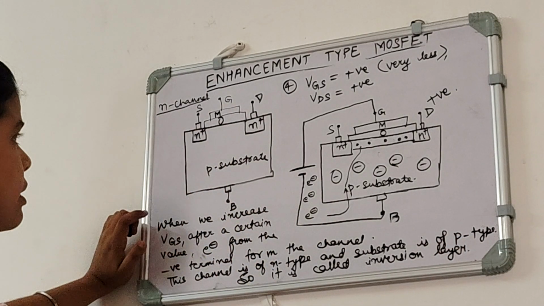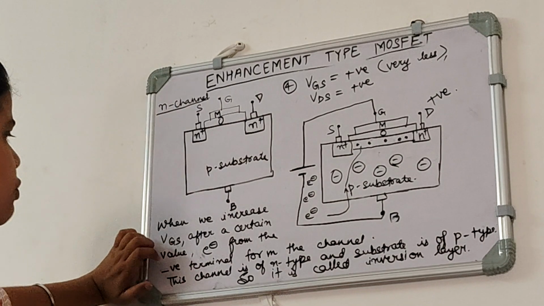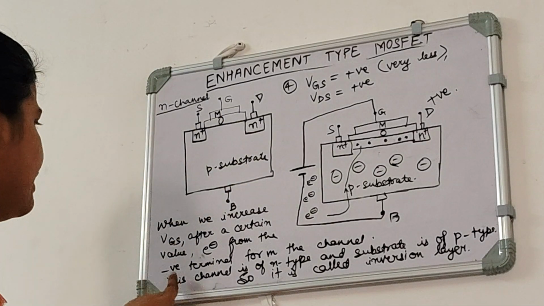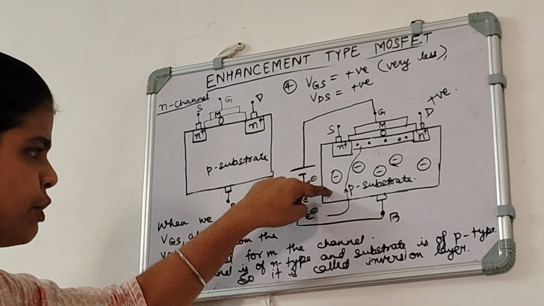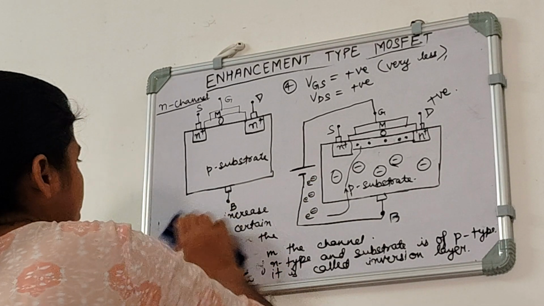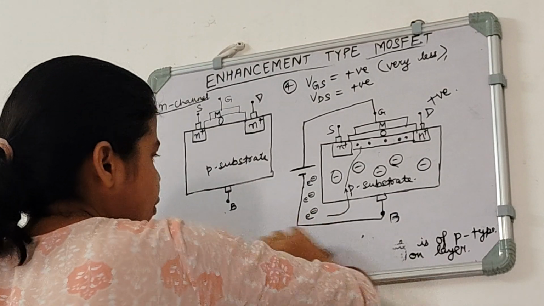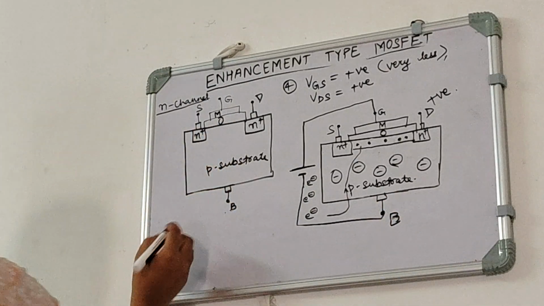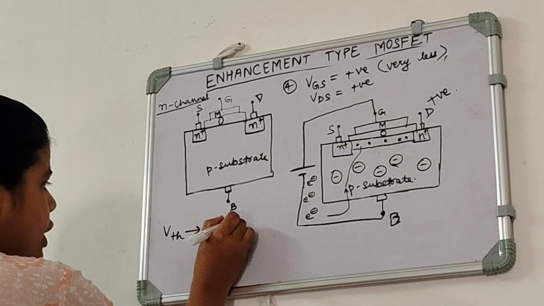So when we increase VGS, then after a certain value of VGS, we see that electrons from the negative terminal are still going into the P substrate, and there they are forming the channel, and this channel is of N type and our substrate is of P type, so it is called inversion layer. Okay. Now, what is that certain value of VGS called, after which our channel is formed? That certain value of VGS is called VTH, that is threshold voltage.